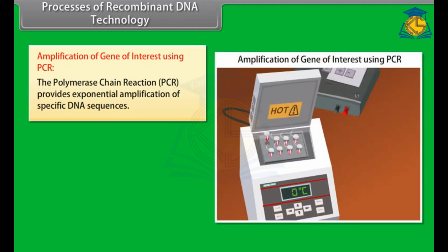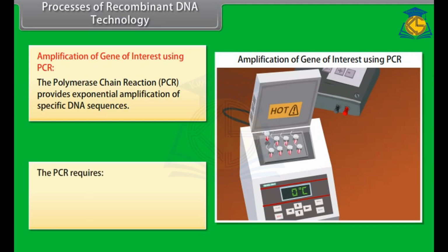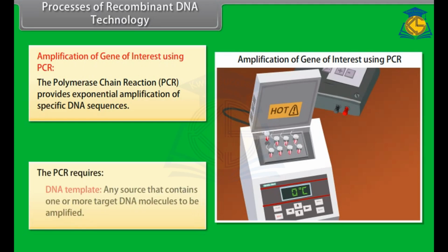Processes of recombinant DNA technology. Amplification of gene of interest using PCR. The polymerase chain reaction, PCR, provides exponential amplification of specific DNA sequences. The PCR requires a DNA template, any source that contains one or more target DNA molecules to be amplified.